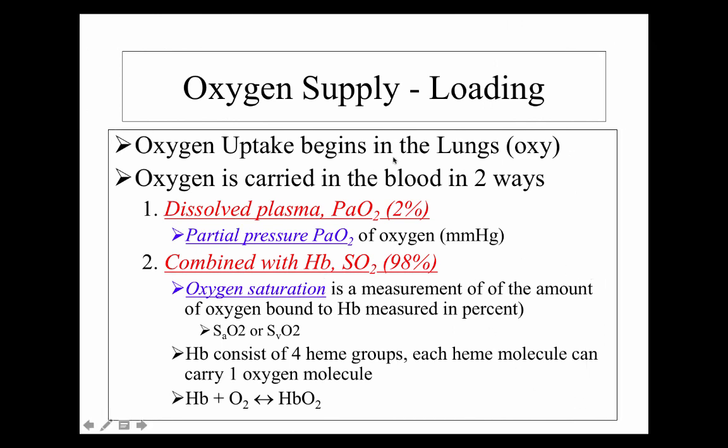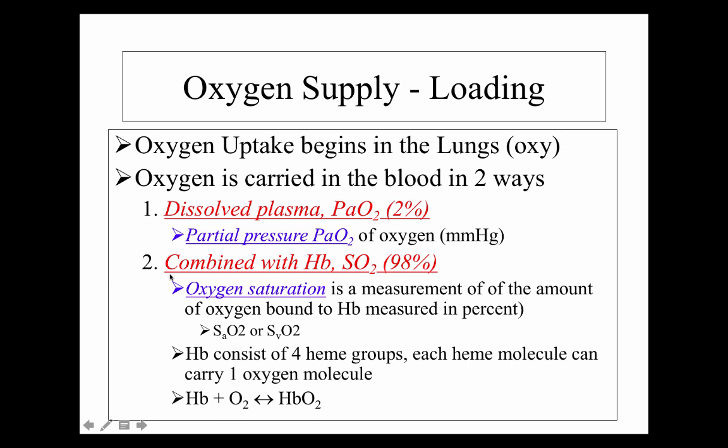Again, oxygen uptake begins in the lungs, or the oxygenator. So when I use lungs here, I'm also talking about our membrane oxygenator, or artificial lung. And again, just to reiterate, oxygen is carried in the blood two ways: dissolved, and this only represents 2 or 3% of the total amount of oxygen content that's in the blood. So we can dissolve a lot of oxygen in the blood, but it only represents 2% of the oxygen carrying capacity of the blood. Again, that is measured as the partial pressure of oxygen in millimeters of mercury.